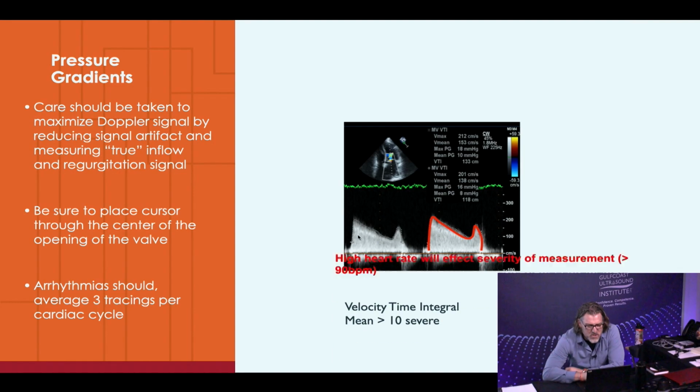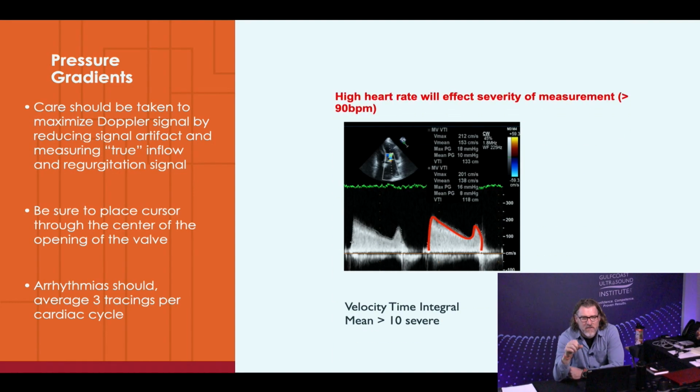The thing about this too that's important to look at is that heart rate will change this. So the mean gradient of 10 is only valid with a heart rate less than 90. That's the really, really important thing to look at. And we've had to educate a lot of sonographers and cardiologists with this in our system, because we'll have a mitral stenosis patient, potential mitral stenosis, they'll have a mean gradient of 12, but their heart rate is 100.